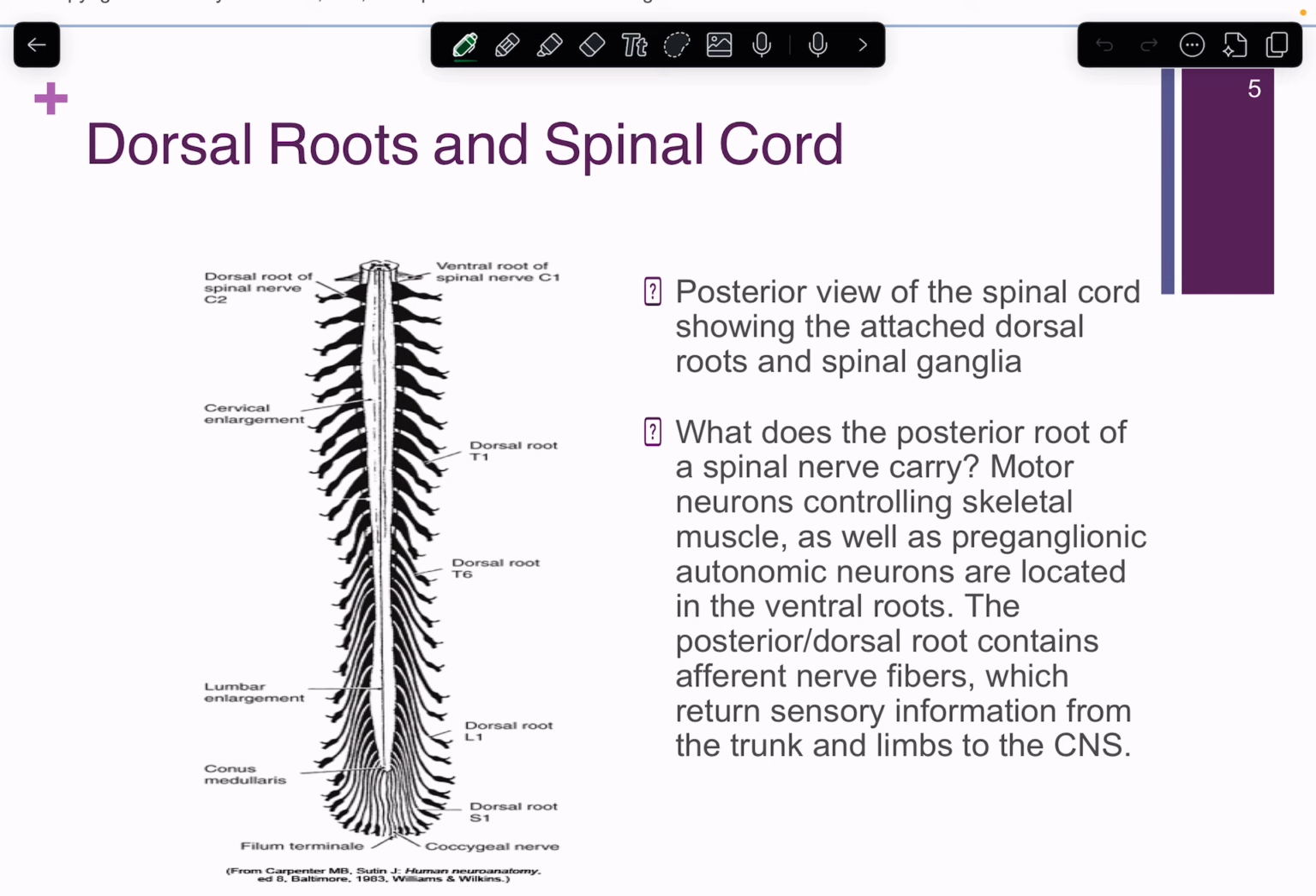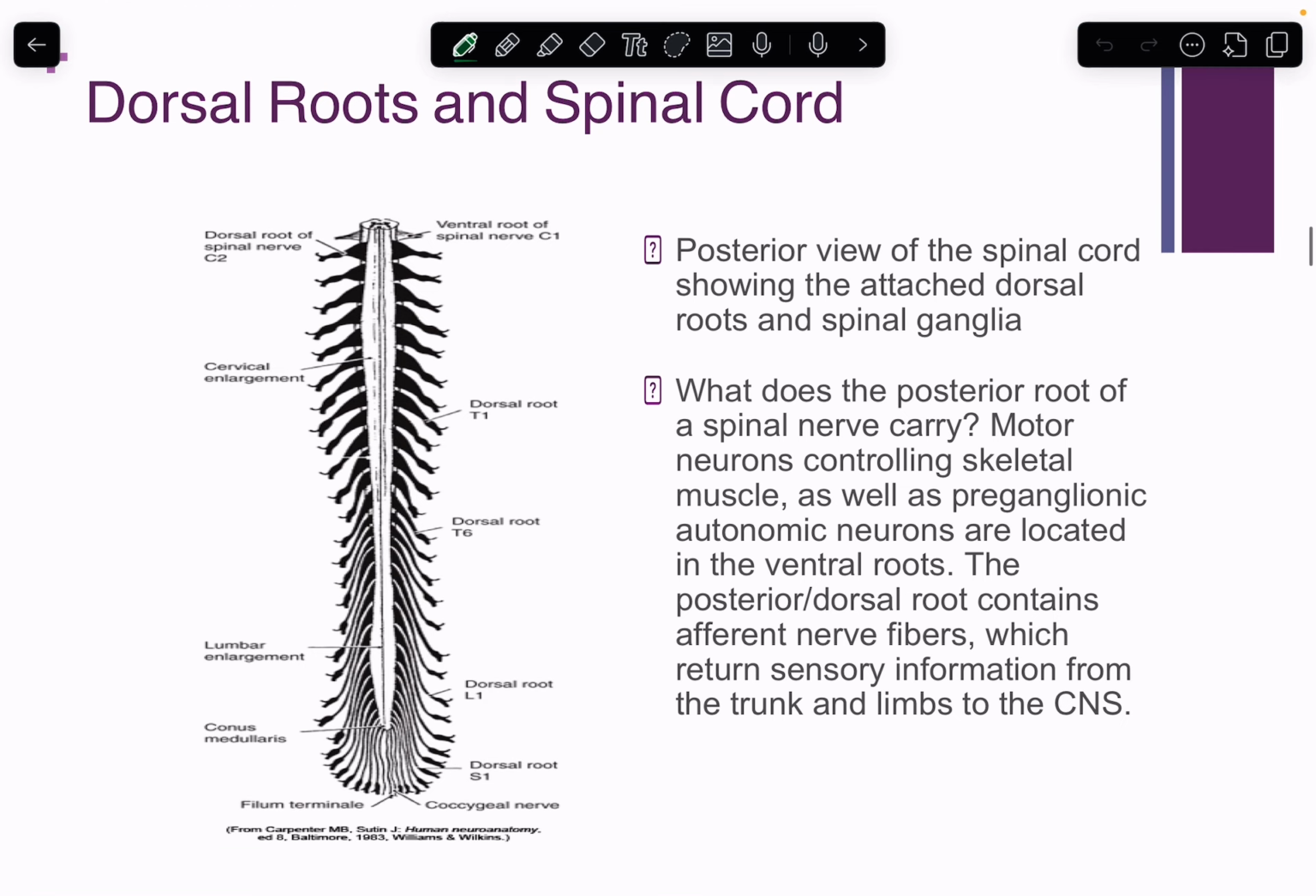So, what does the posterior root or spinal nerve carry? Looking at the dorsal root again, the posterior root, also known as the dorsal root of the spinal nerve, carries sensory or afferent information from the body going to the central nervous system. Specifically, it transmits sensory signals related to touch, proprioception, vibration, pain, and temperature.